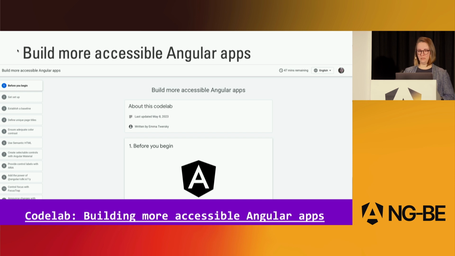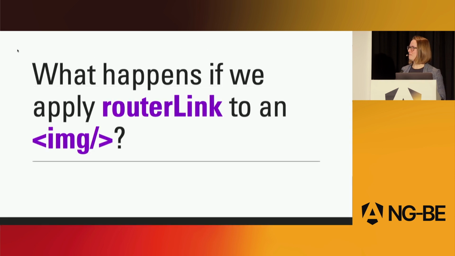And then I have some weird stuff here. What happens if we apply a route link to an image? And while you're thinking about it, I want to show it. And for this, I wonder what I should do, because now my browser is not appearing here. I just stopped presenting.